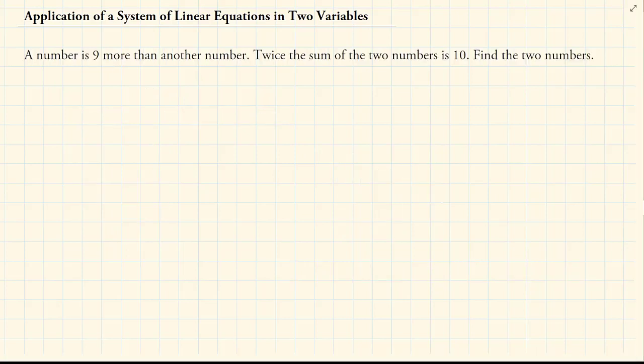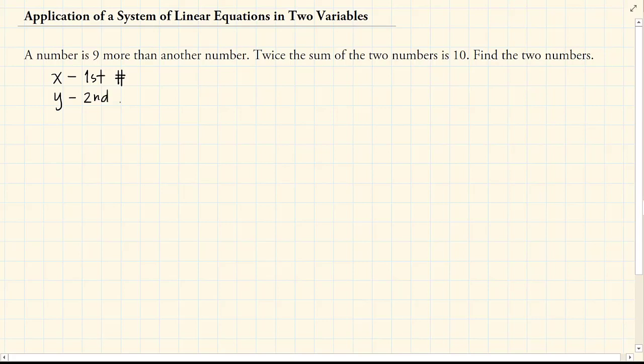Let us solve another problem. A number is 9 more than another number. Twice the sum of the two numbers is 10. Find the two numbers. Just like the previous one, the unknowns are two numbers, so we let x be the first number, and let y be the second number.